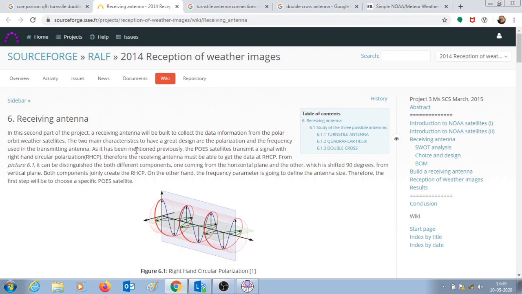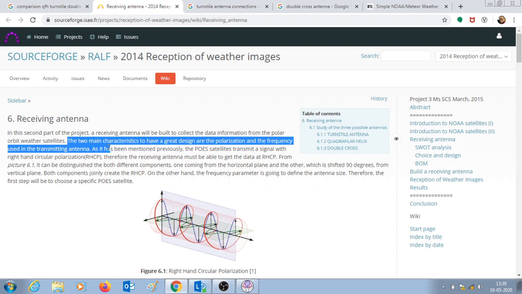The main thing that this article talks about, it says here that the two main characteristics to have a great design are polarization and frequency used in transmitting antennas. As it has been mentioned previously, the POES satellites transmit a signal with right hand circular polarization, RHCP, and therefore the receiving antenna must be able to get the data at RHCP.